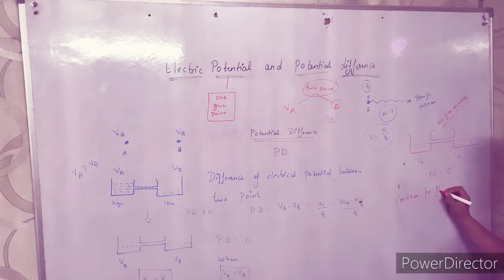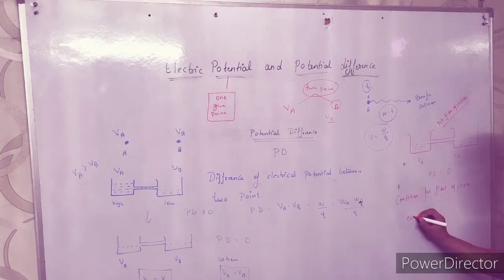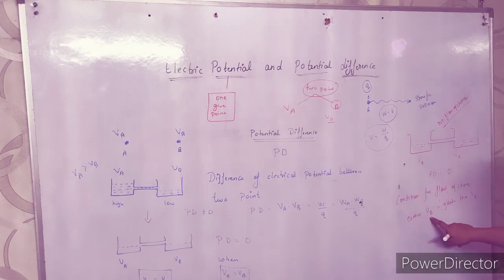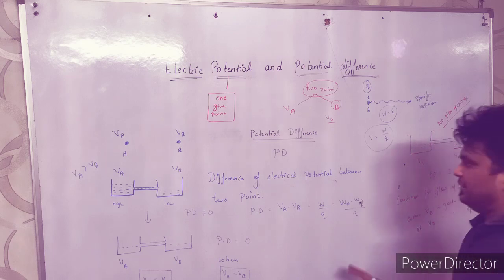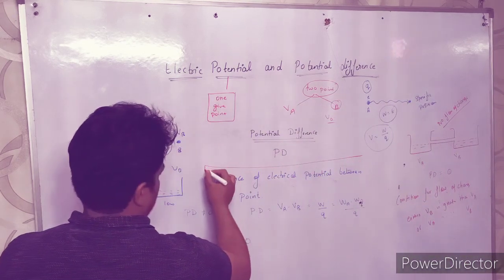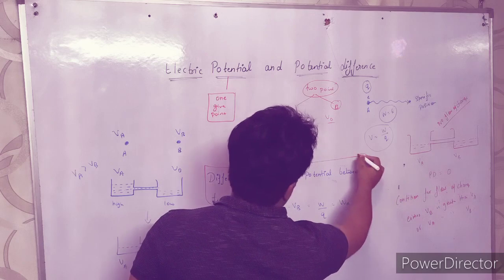So here the condition for flow of charge is either VB is greater than VA, or VA is greater than VB. In that case, charge can flow. When the charge flows, it means the potential difference is there. So this is very simple. This is the definition and this is the formula for this.